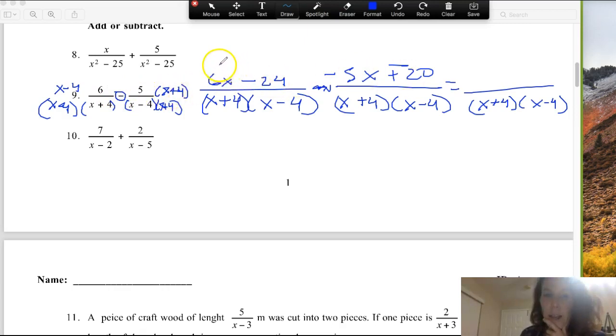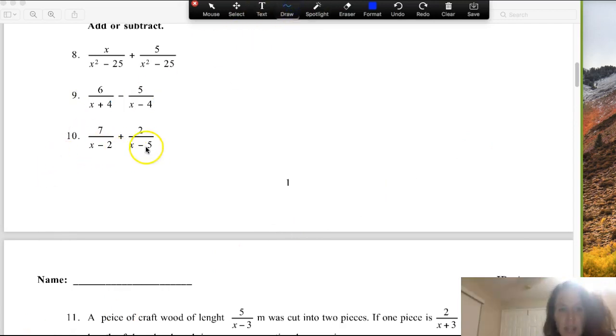All right, so when I do that, I go 6x minus 5x, and I get 1x. And I go negative 24 minus 20, and I'm going to get negative 44. So I have x minus 44 over x plus 4 times x minus 4. And you're done. All right, number 10, you got to get common denominators.